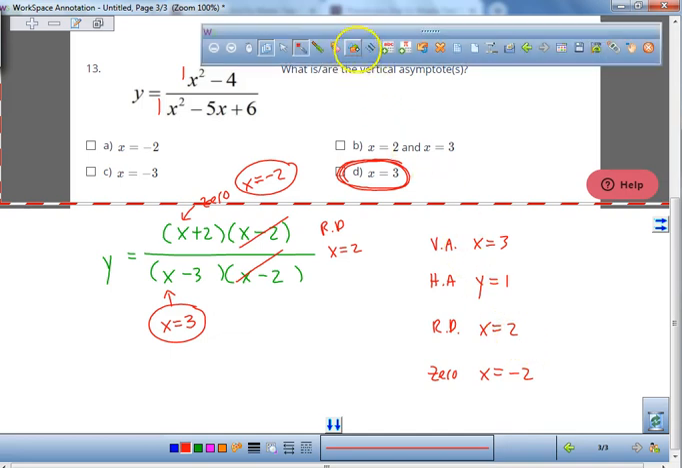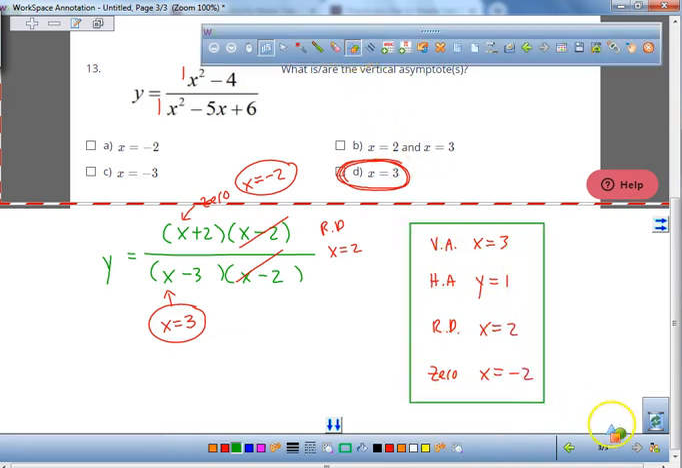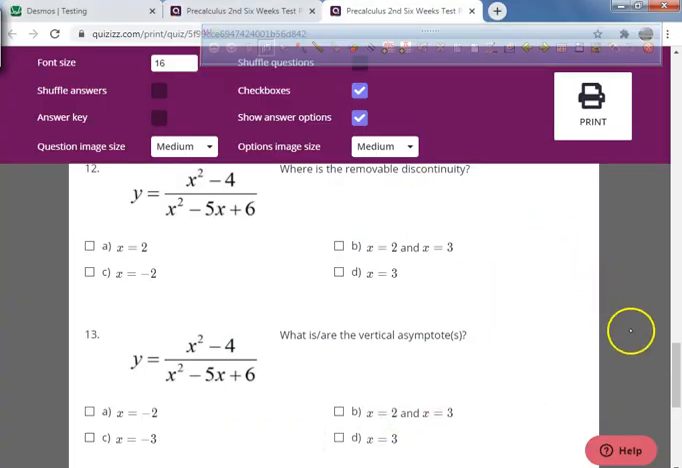So these are all the concepts that you're going to need to know how to find in a rational function. Okay? So we'll do one more example of this after in this video, but that's what you need to be able to find.